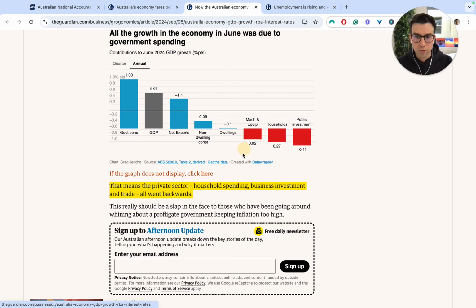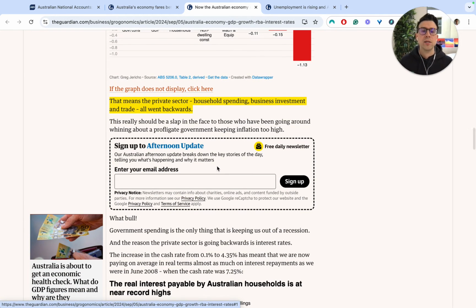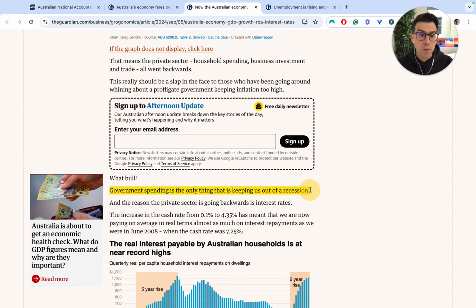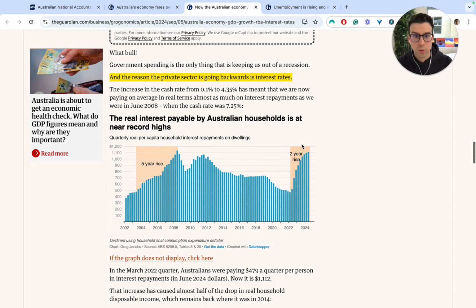Overall, if we start to look at the big picture, what this is really highlighting is that the government is really the thing that's keeping us out of a recession. And this is exactly the commentary that the Guardian has here as well. And the reason that the private sector is going backwards is because of the interest rates. So we've got a really clear sense of the impact that both fiscal and monetary policy are having.